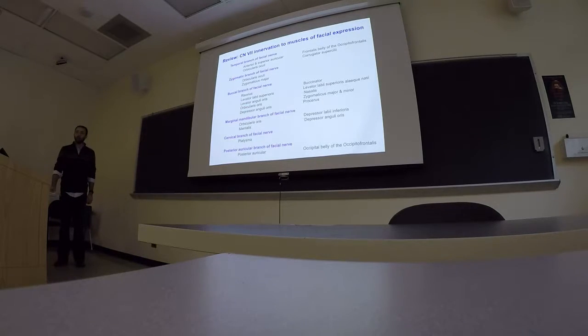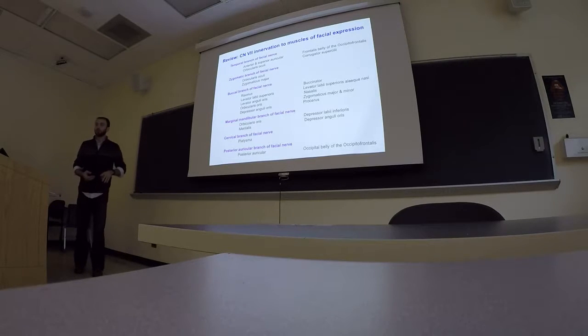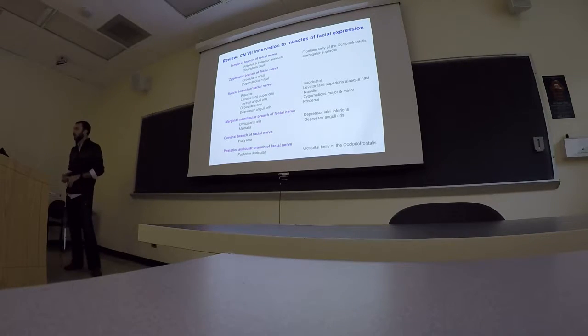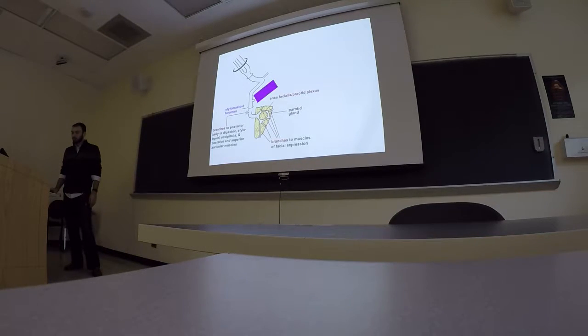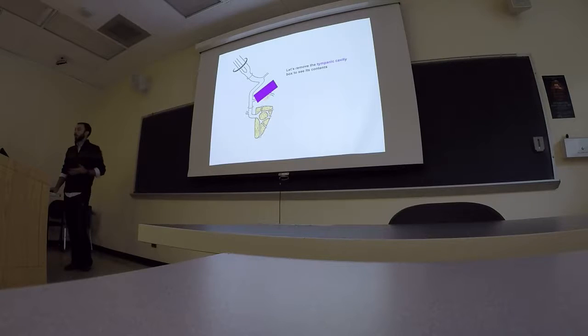Okay, so this is kind of a review from the superficial face lecture. So these are just the different muscles of facial expression that are innervated by various branches of the facial nerve, and we won't bother going over this again. Okay, so now that we've tracked everything that exits out the stylomastoid foramen, let's go back and look at the branches that go through the tympanic cavity.